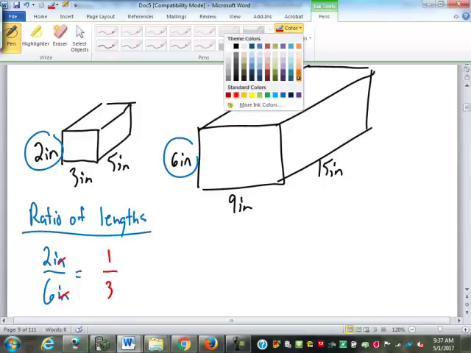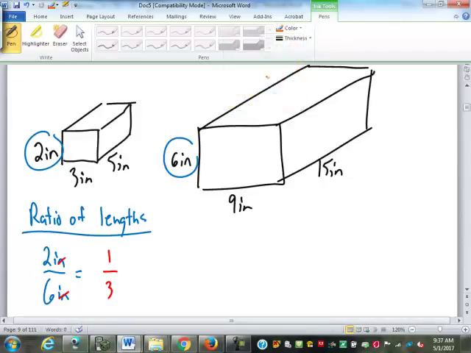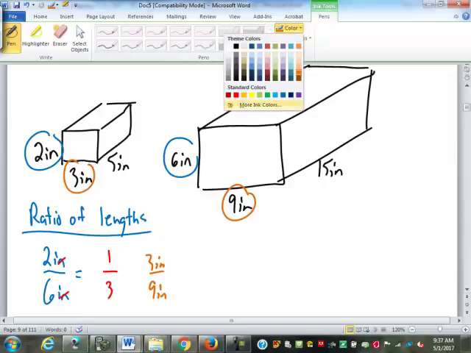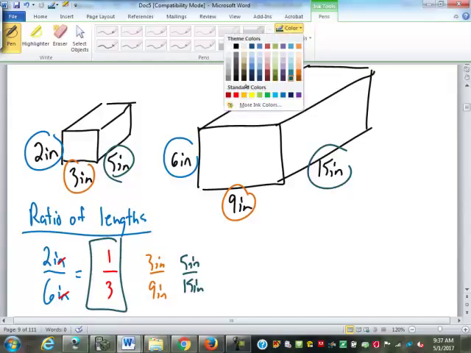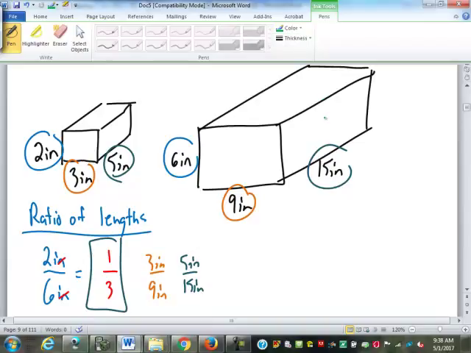And again, I could have used any pair of sides I wanted to. I could have done 3 becomes 9. Again, that would reduce to 1 over 3. Or I could have done the 5 becomes 15. Again, that would reduce to 1 to 3. So my ratio of lengths here is 1 to 3, no matter what. Let's find the volume of this one.